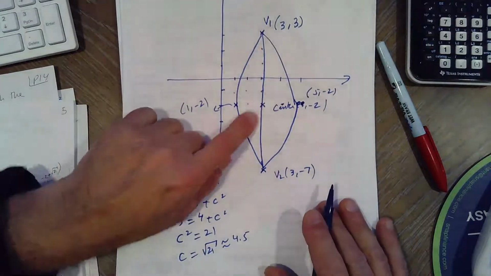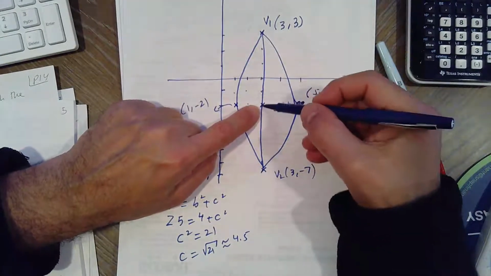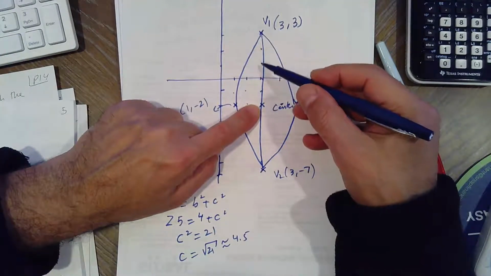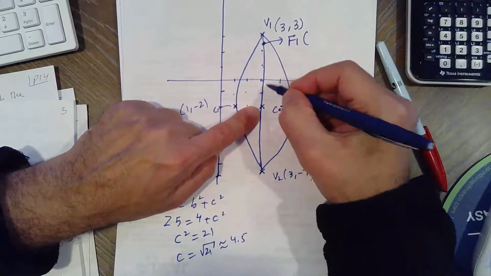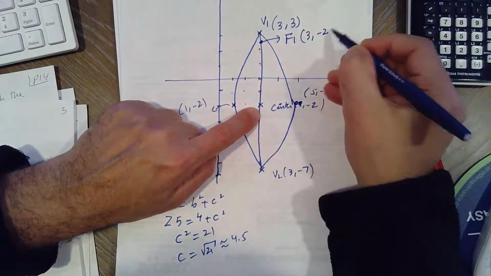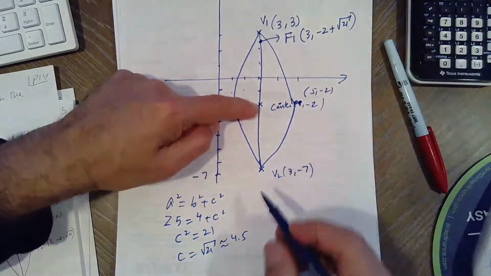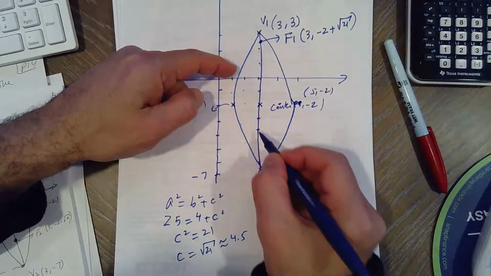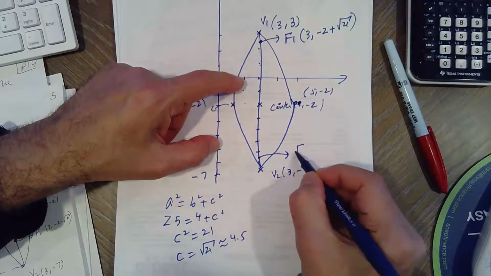So we're going to go from the center. We're going to measure 4.5 and get the focus. 1, 2, 3, 4. So that's the focus. And the coordinates: the x value is 3. The y value, we started at -2, and when we went up, we added root 21. Going down, it would be subtracting. 1, 2, 3, 4, 5. So that's f2.